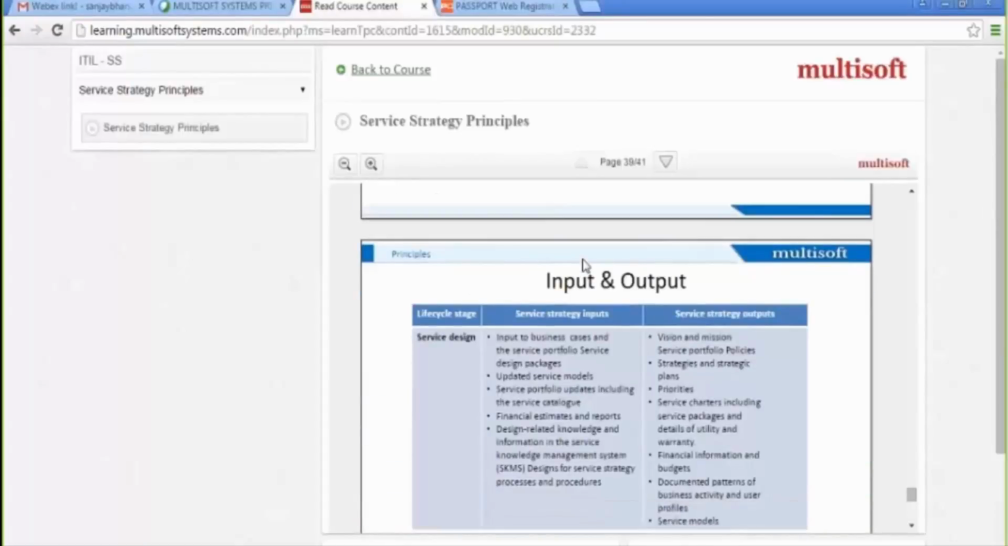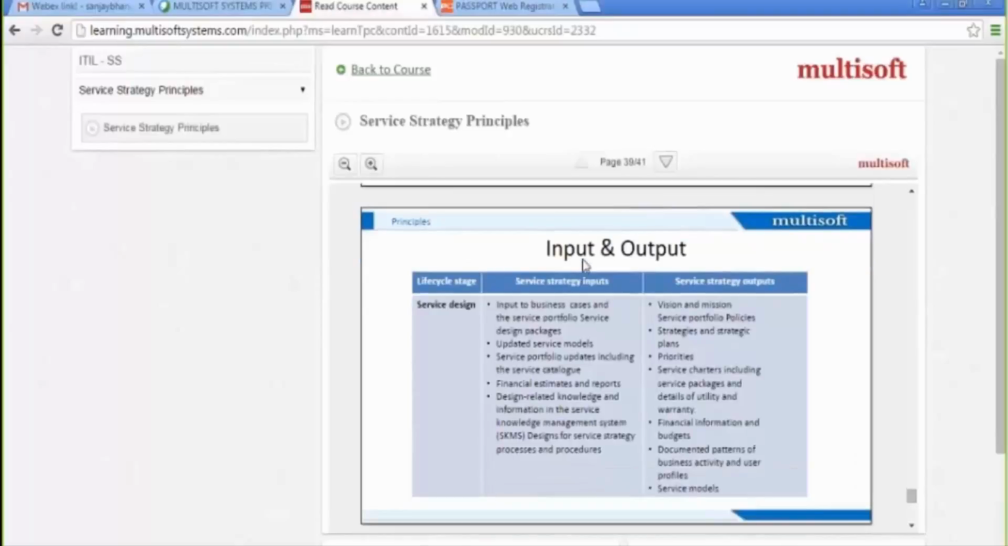Now I told you that for a process, I need some inputs and outputs. From service design, what inputs do I need? These are my inputs: service strategy inputs, inputs to business cases, and service portfolio, and the service design package, SDP. This SDP means service design package, which includes the new services, the major changes, and the retired services. This is called SDP, the service design package.